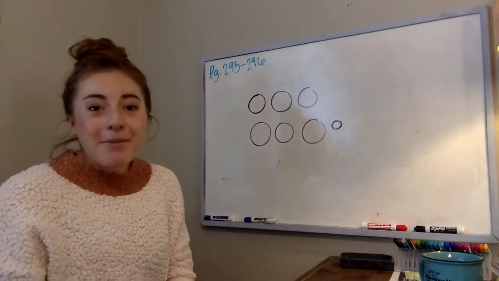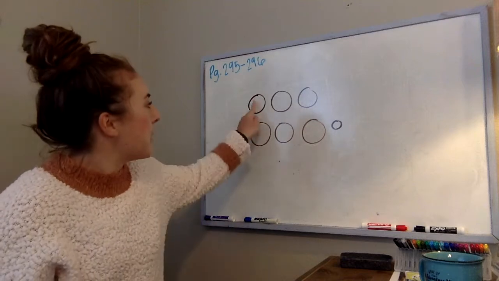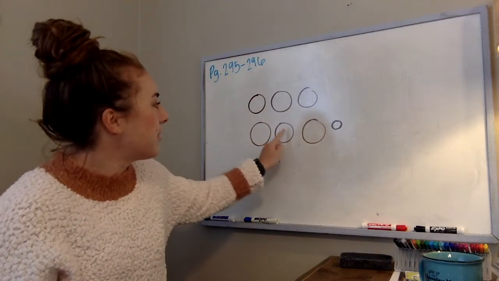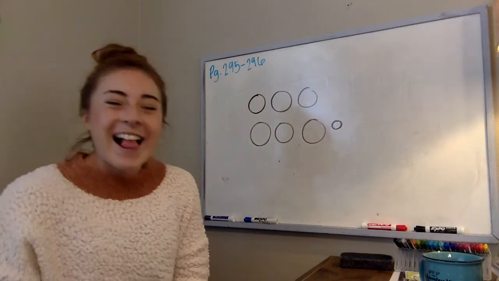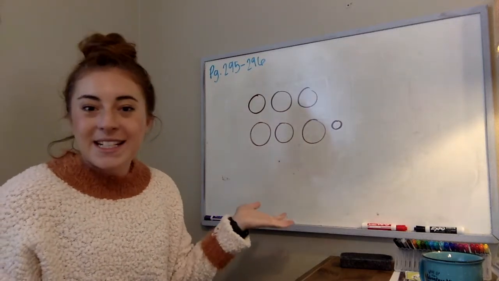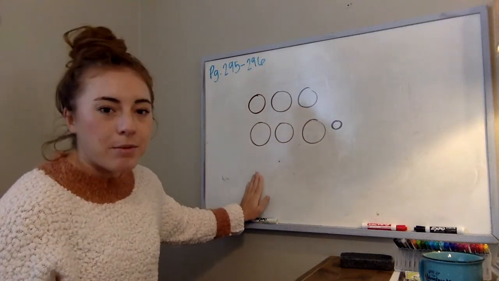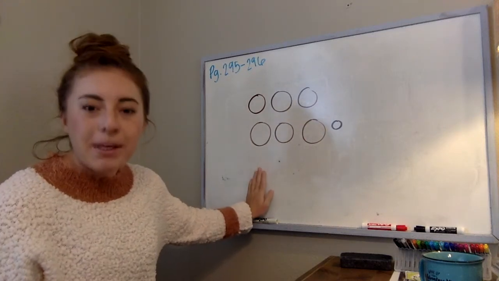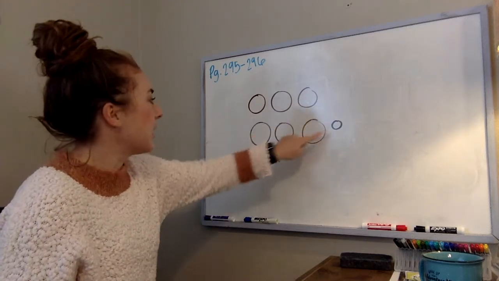So now, how many horses does Farmer Brown have? 1, 2, 3, 4, 5, 6, 7. 7 horses. Did you guess it? Let's work on writing a number sentence for our picture. So we start with the number that Farmer Brown had at first. So how many horses did he start with? He started with 6.